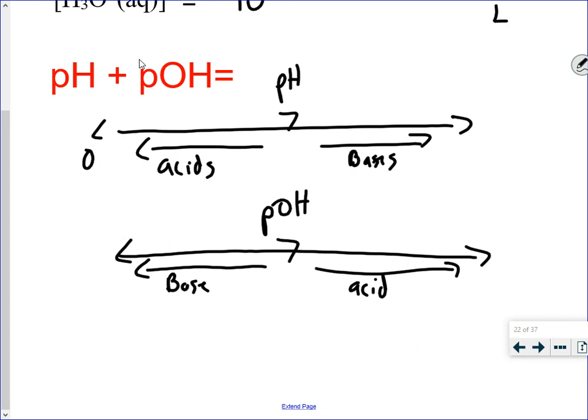The crazy thing is that both of those always will be equal to 14. Always. So if you have a pH of 3, your pOH has to be 11. Because if your acid is here, then your pOH is here, and they both add up to 14. Now, we're going to be doing some very simple questions, and we're going to leave the tough ones for after the break.